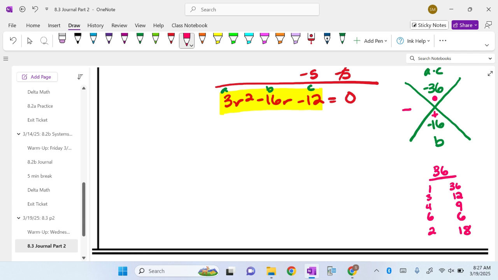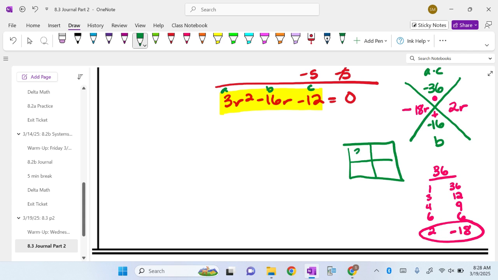Now, if I made one of those numbers negative in the set, which set could potentially subtract to give us negative 16? 2 and 18. And then which one would have to be negative? The 18, since it's negative 16. So this will be negative 18. This will be 2. Now, you definitely have to do a reverse box for this one. So I'm going to write R after these two. So I have 3R squared and then negative 12 in the bottom right. And I'm going to put negative 18R here and 2R here.